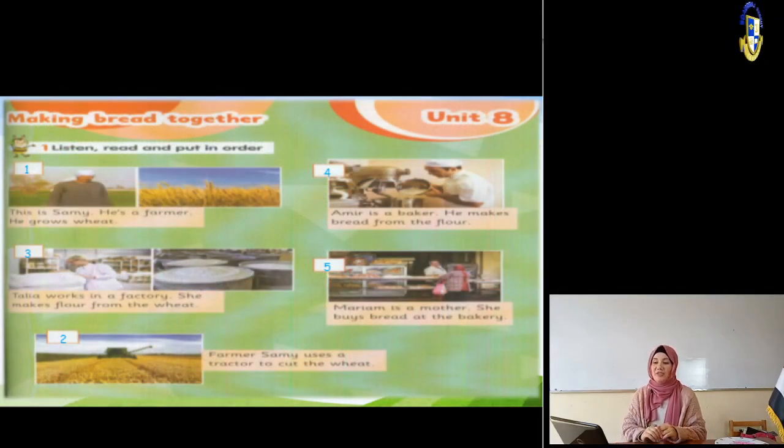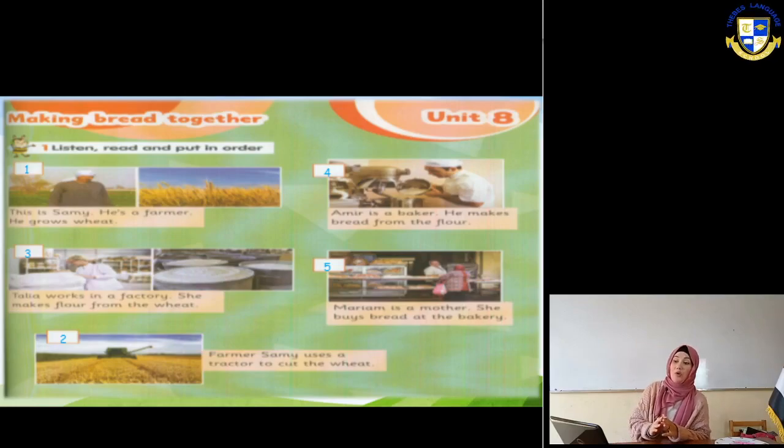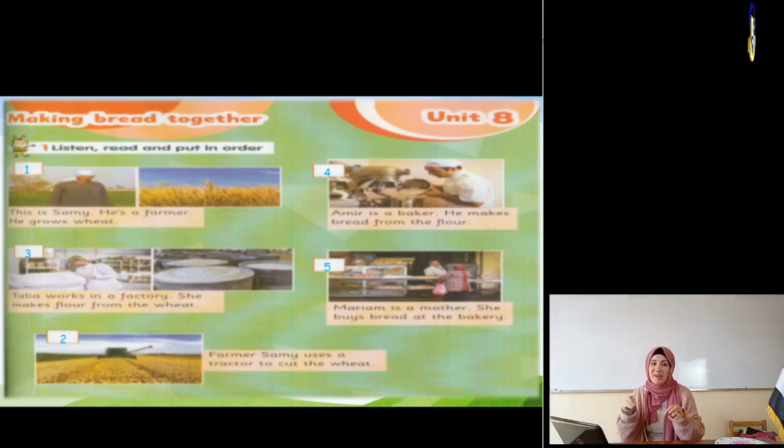Making bread together. Okay, we said before we have steps of making bread. How can we make bread? First of all, we are planting. Do you remember the story of the little red hen? First thing she said, let's plant some wheat. To make bread, first of all, we have to plant some wheat.